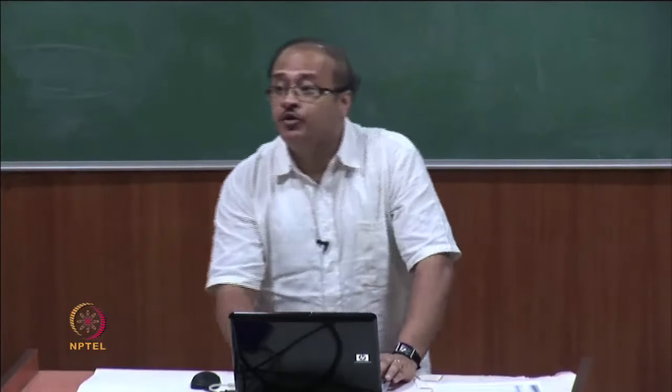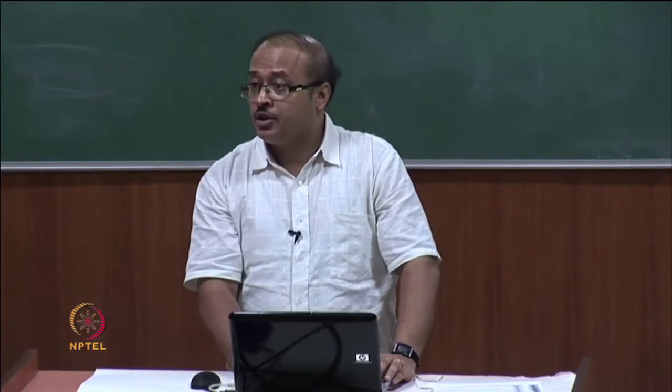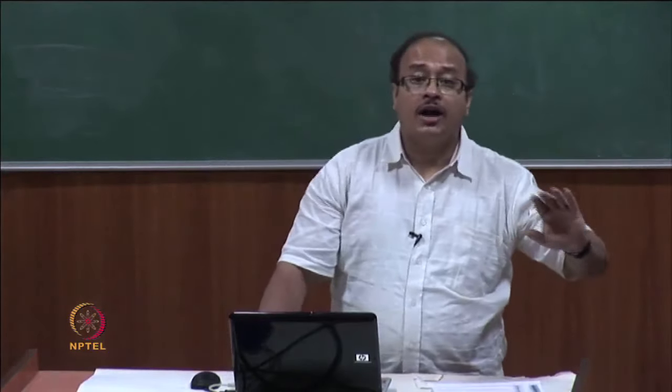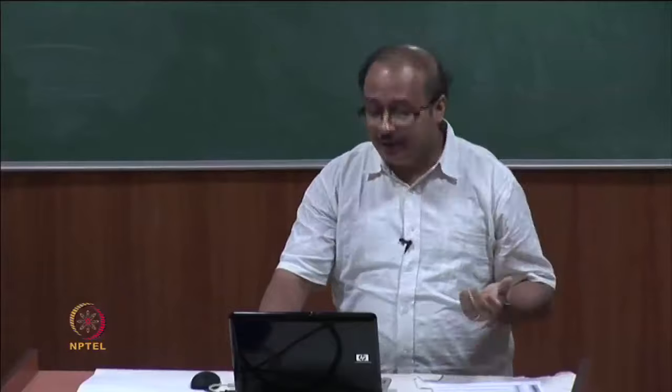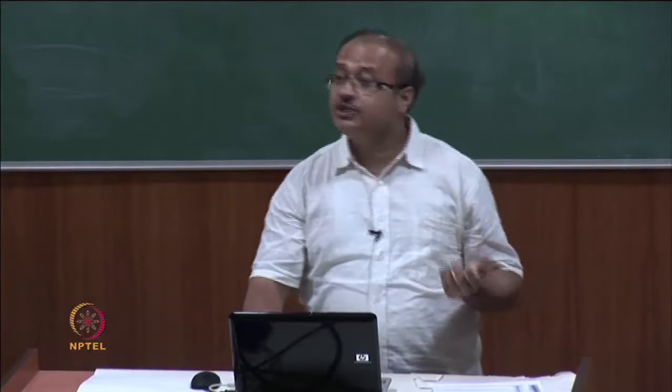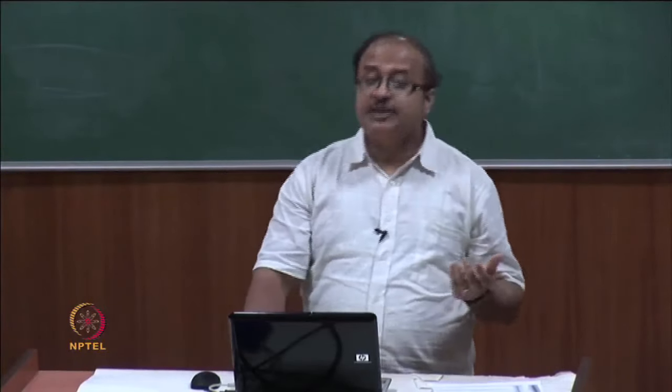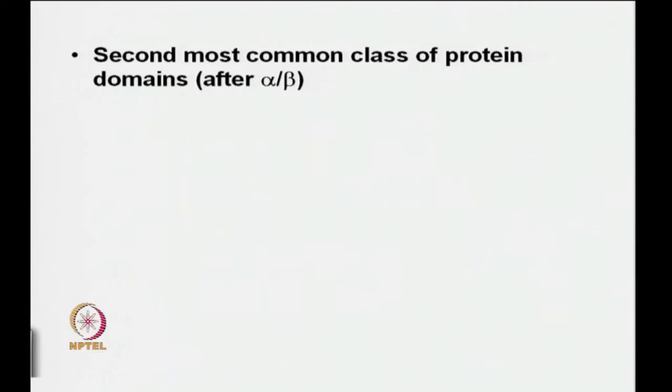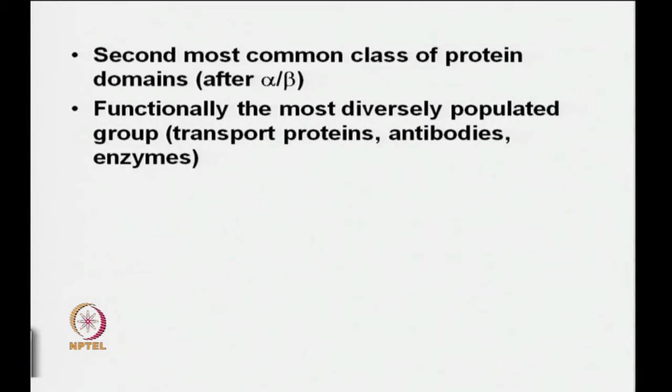Next would be beta structures. Here we have looked at all alpha helical structures. So, now what about the beta structures? Let us look at this. This is also very interesting. These are the second most common class of protein domains. What was the first one? The alpha-beta, which I said you have to look up yourself. But I will be giving you questions in the exam, please keep that in mind.